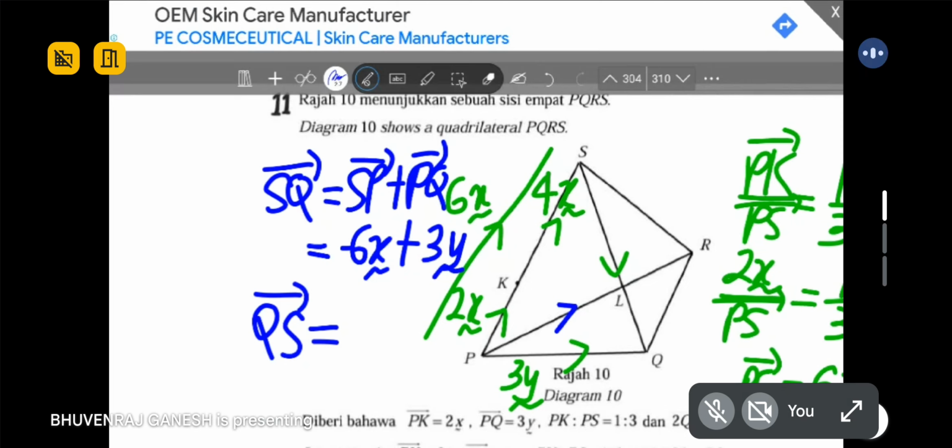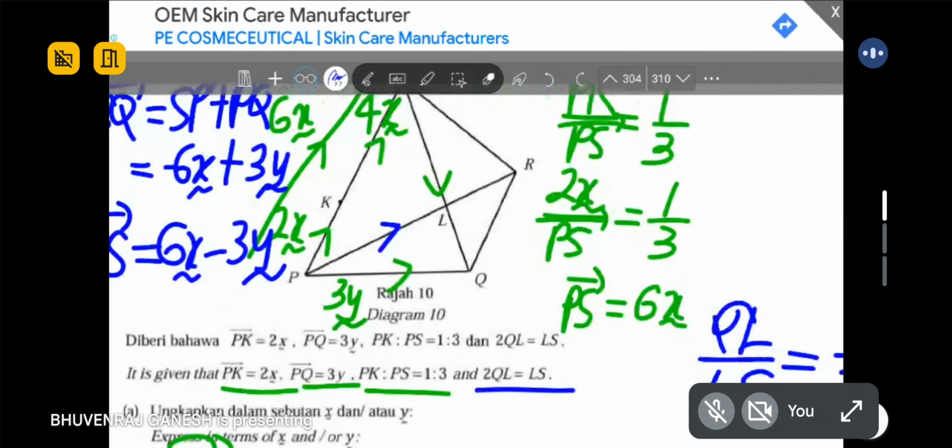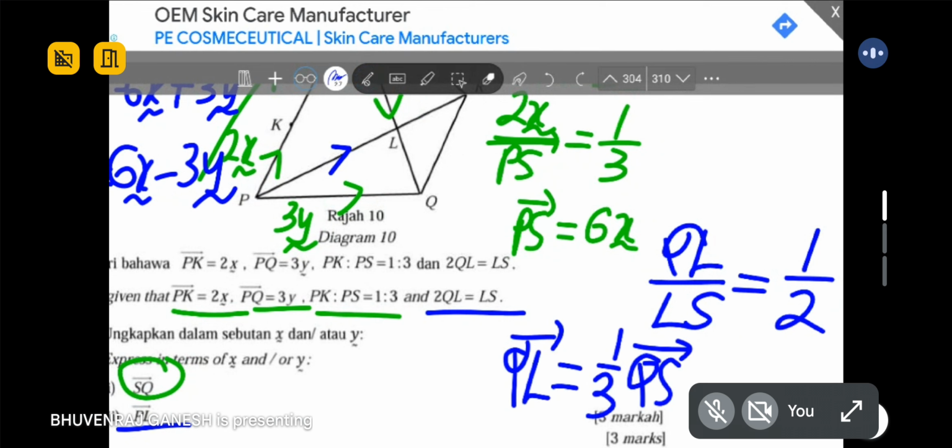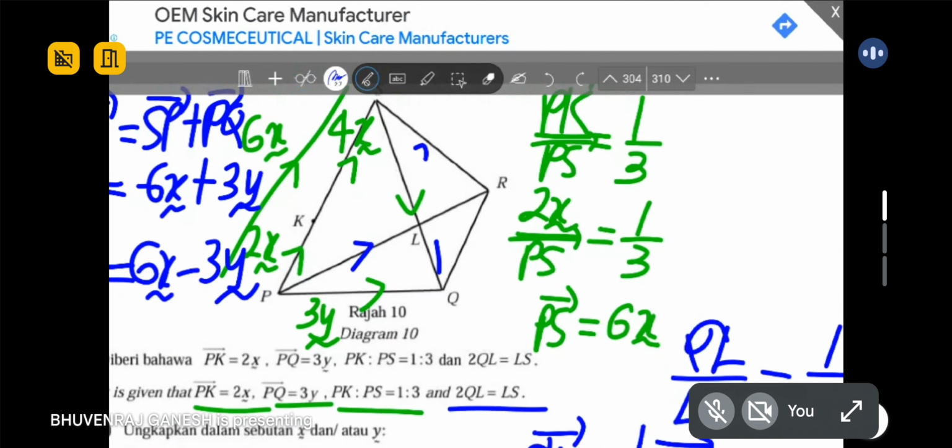So you get SQ negative 6x plus 3y. So QS, what will it be? You just need to opposite now. Tukar. Berlawanan. Yes, very good. 6x minus 3y. You just times the whole thing by negative. Then you get this answer. Now you have to find QL, guys. QL is actually 1 over 3 of QS. Do you agree with this, guys? Setuju yang ni?